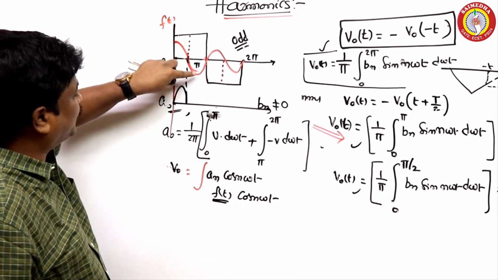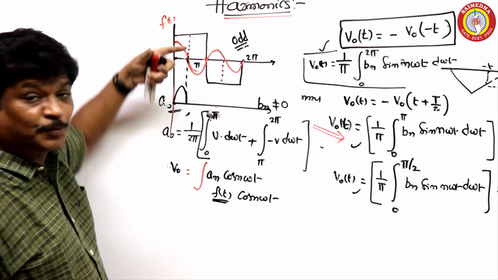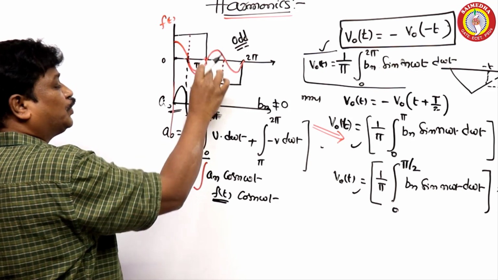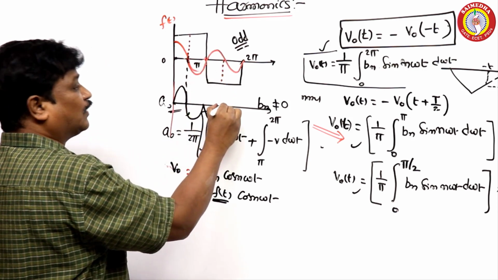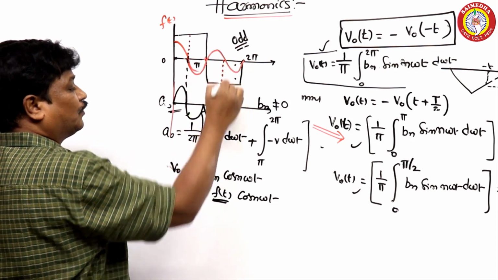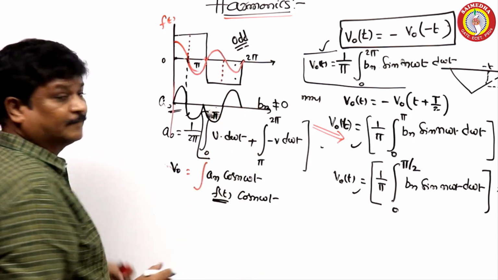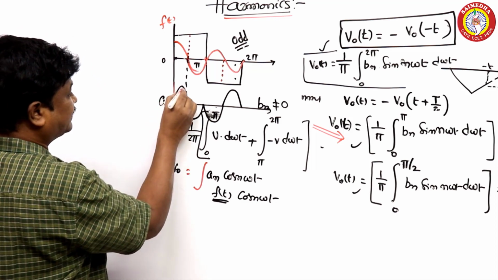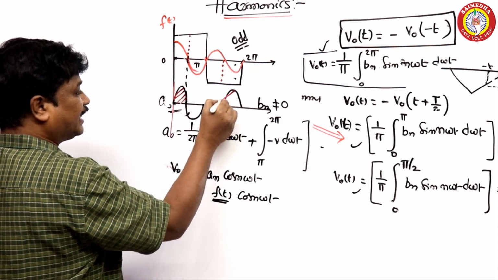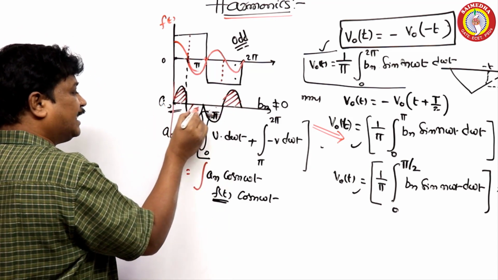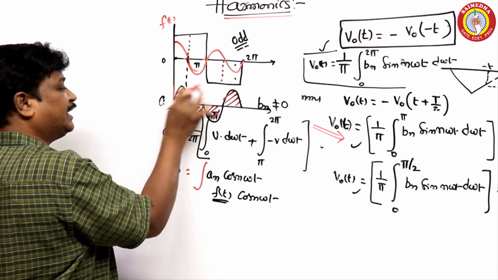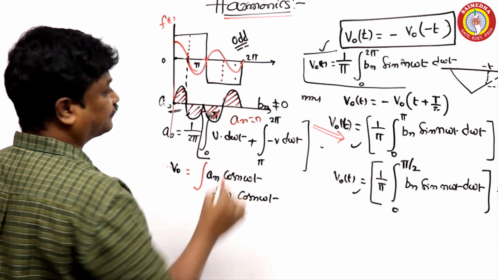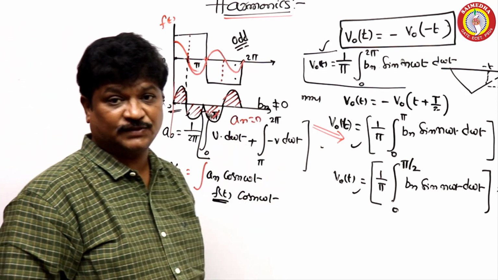Here positive and negative, whose product is negative like this. Negative and negative, whose product is positive like this. So whatever the amount of portion is available in this area, this area is equal to this area. Positive area is equal to negative area. Hence, An becomes 0 for this one.